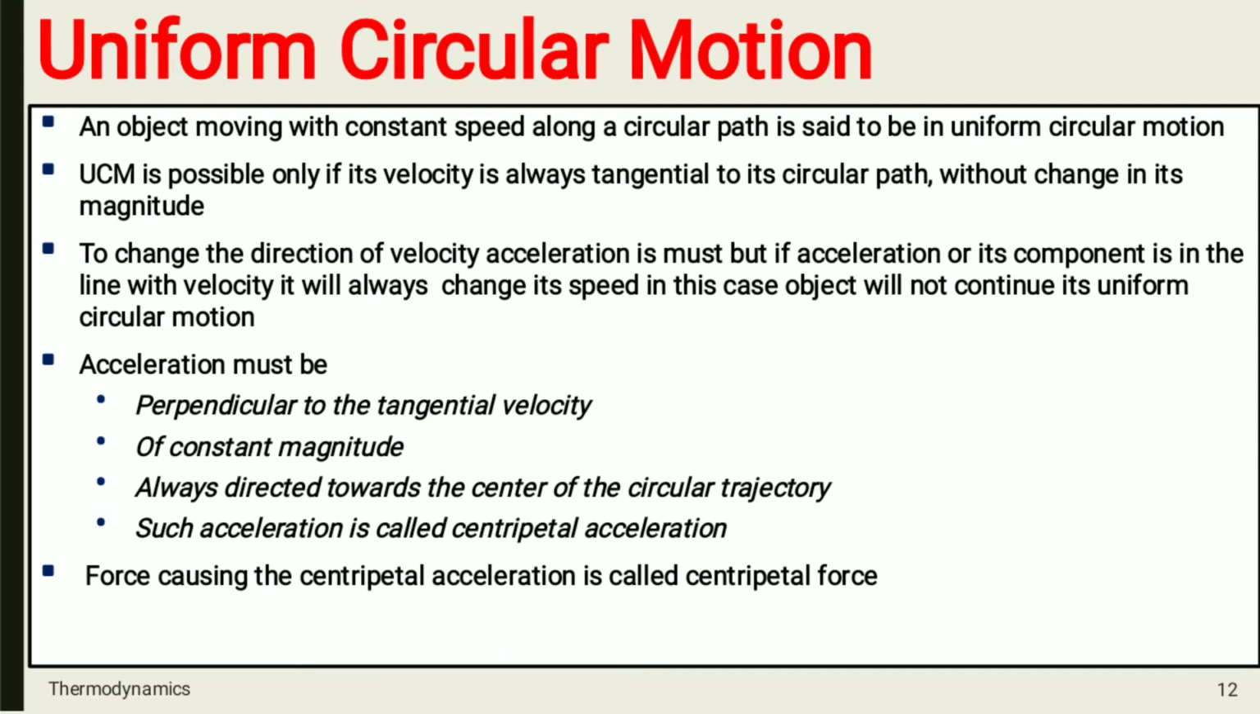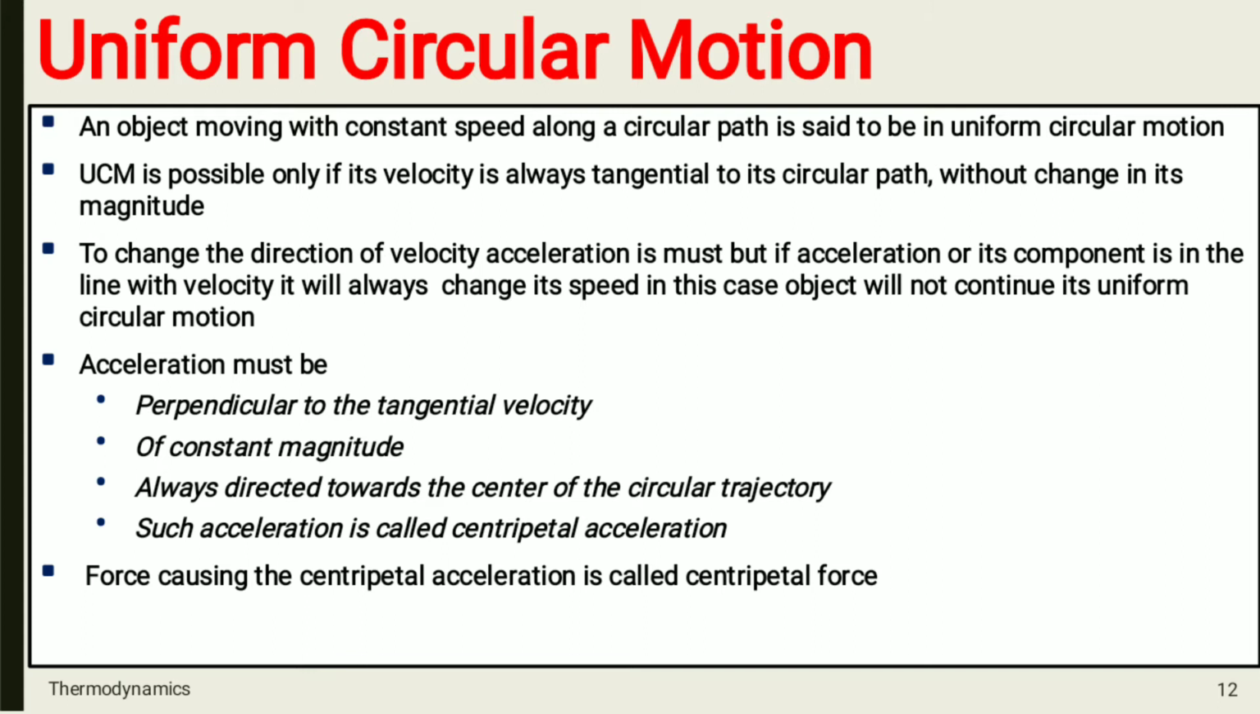Maybe the direction of acceleration changes, but its magnitude should be constant, and that acceleration is always directed towards the center of the trajectory. What does center of trajectory mean? If an object is moving in a circular path, its trajectory is a circle. So the acceleration must be radially inward, towards the center of the circle. Such an acceleration is called centripetal acceleration.